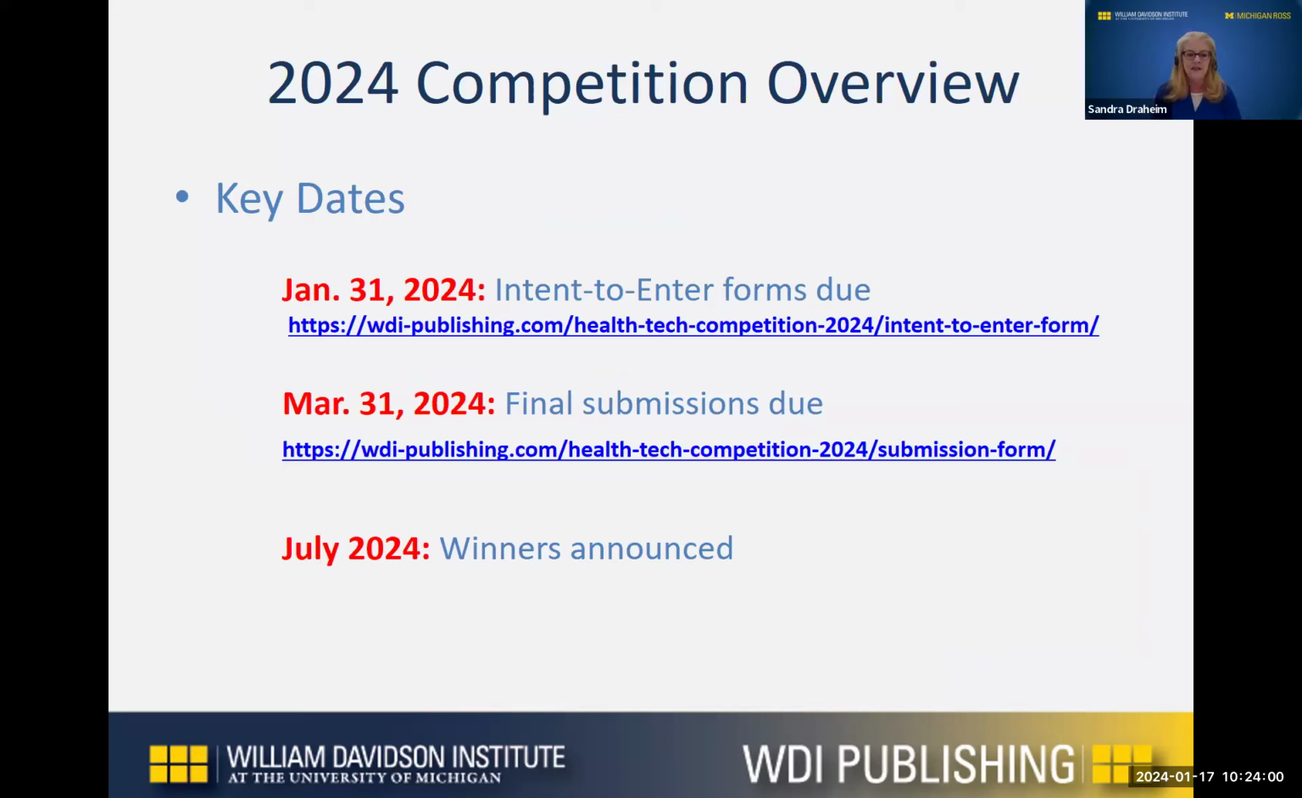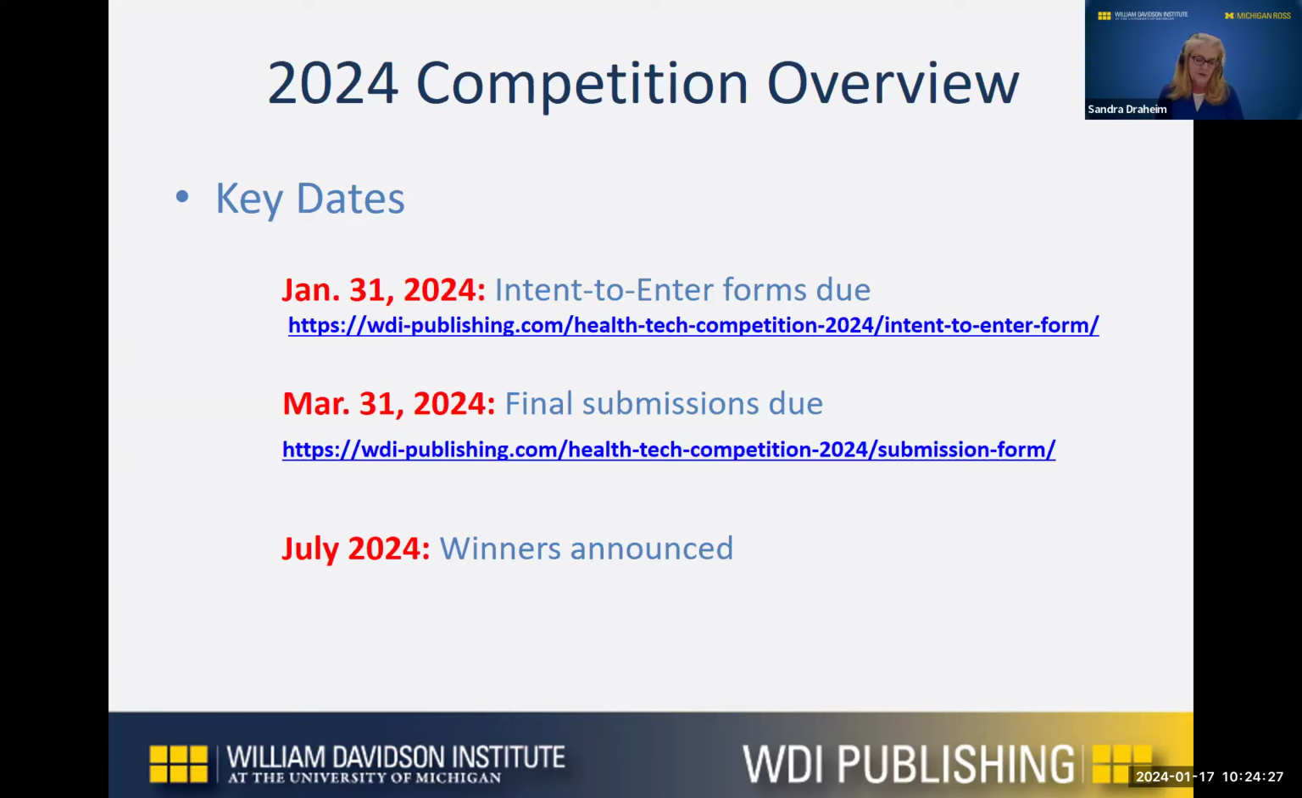Here are the key dates for the competition. By the last day of January, January 31st, intent to enter forms are due. It's important to understand that the intent to enter forms only are due and not your final submissions on January 31st. The intent to enter form can be filled out and submitted on our competition website at the link provided here.